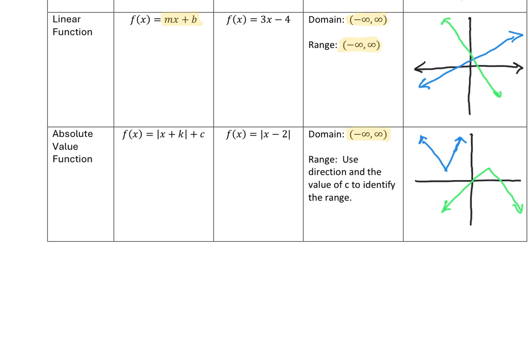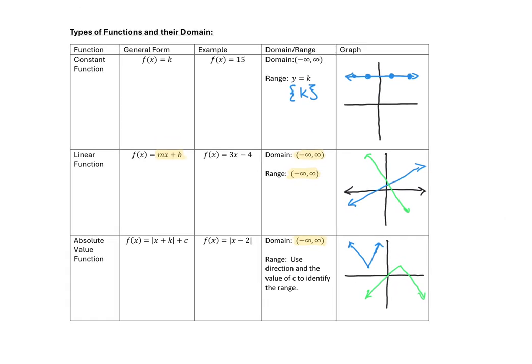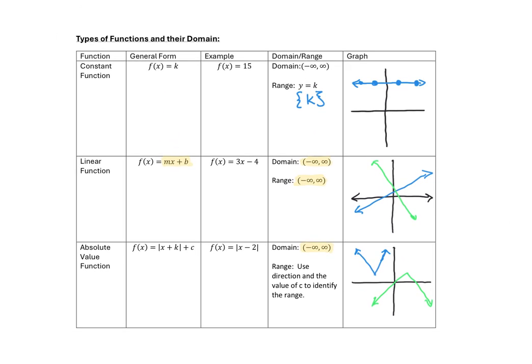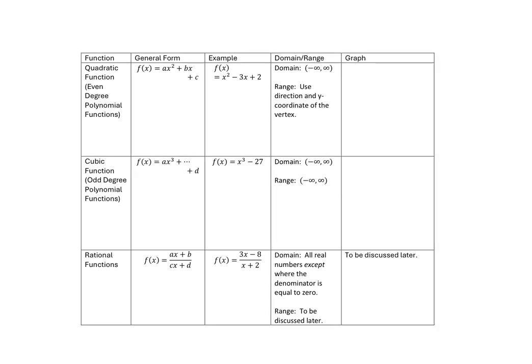All right, those are our first three. All right, let's look at some other ones. All right, the next ones that we're going to look at are special cases of polynomial functions. And so we have our quadratic function. This is one that we've seen for several semesters as well. And our general form is going to be f of x equals ax squared plus bx plus c.